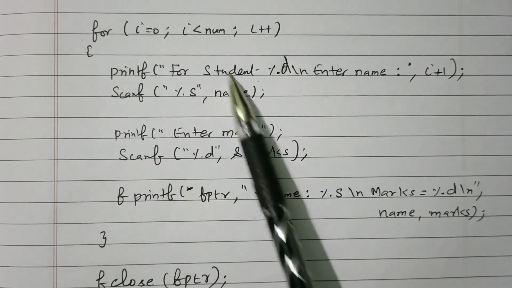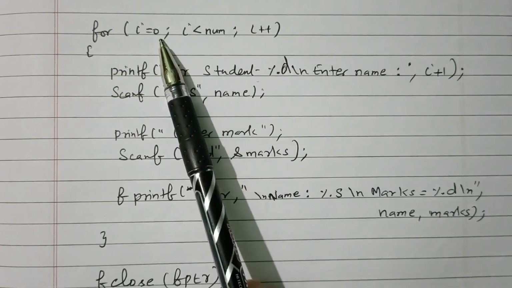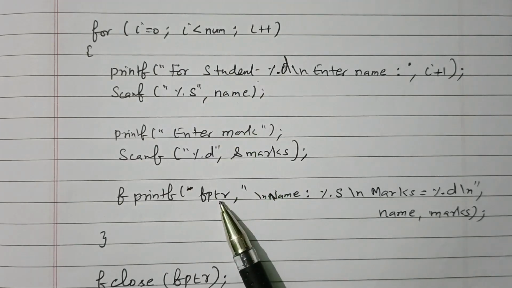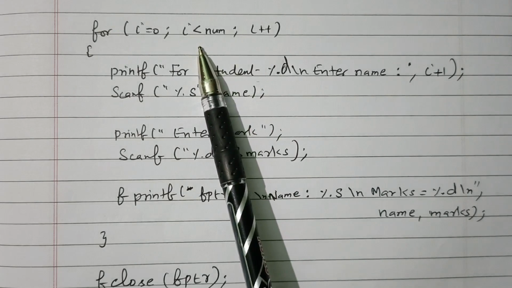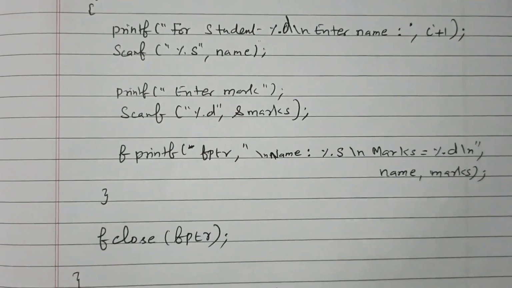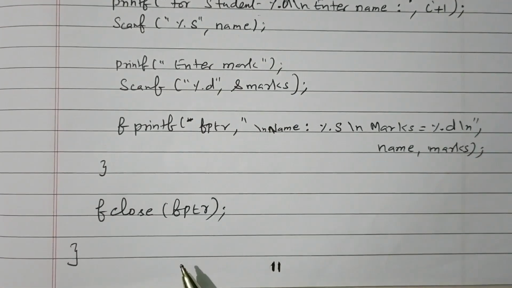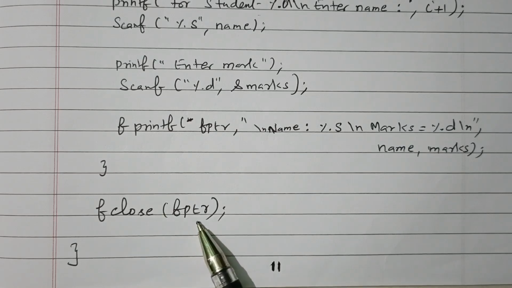Then again it will go for the next iteration. i is incremented, i becomes 1. Then again it gets the name and mark of the second student. The process will continue until the condition fails. So for example, if it is 5, it will execute 5 times, and the names and marks of 5 students will be stored in the file. Then the for loop ends. If the file is open, you have to close the file. fclose of fptr. Then the program closes.